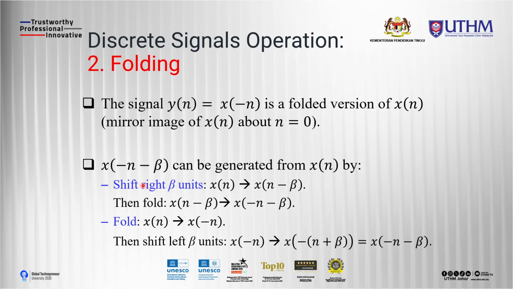We also can combine the folding with shifting. For example, you shift first, then fold. So you have x[n]. If you shift first, x[n] converts to x[n minus beta]. Then fold, so x[n minus beta] becomes x[minus n minus beta]. If you do the folding first, x[n] to x[minus n], then shift left by beta units, that will be x[minus n plus beta].